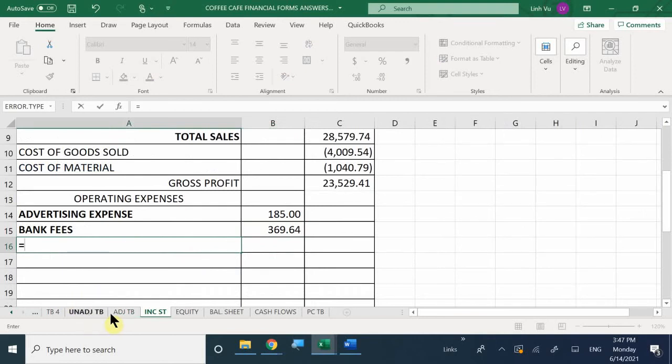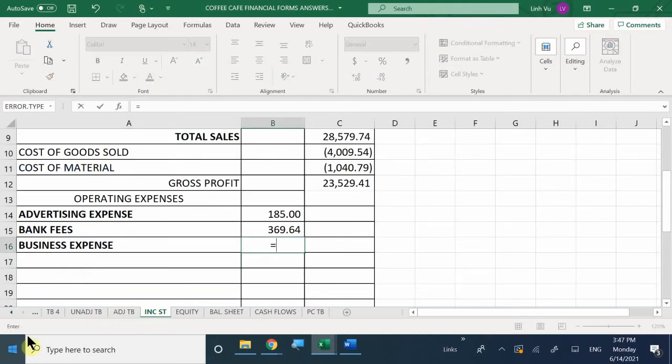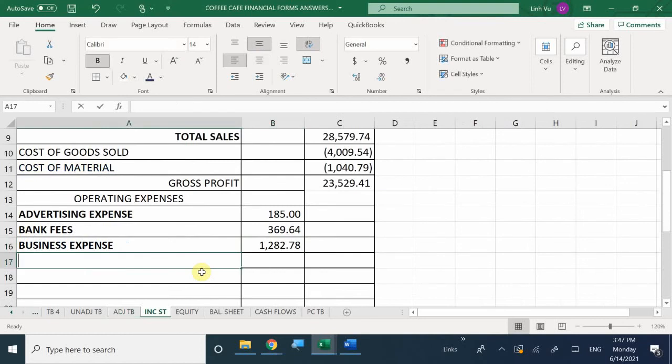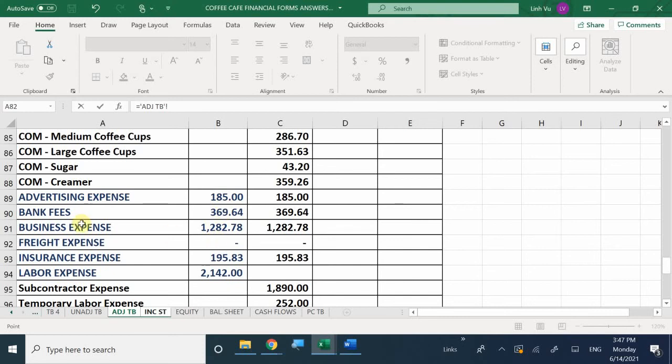What about the next one, which is we know to be our business expense, okay? For a total amount of 1282.78. 1282.78, okay? What's the next account that we encountered? Freight expense. Now, of course, if this has a zero value, you don't need to throw it in there because it serves no purpose, it doesn't increase your income or decrease your income either. So in this case, you don't need to add freight expense, okay?